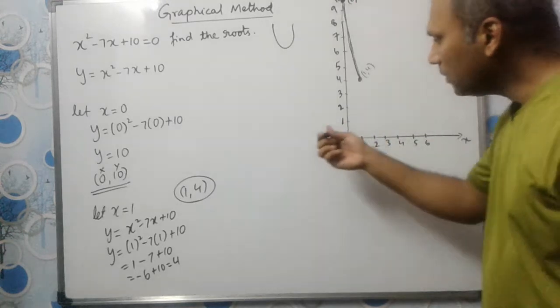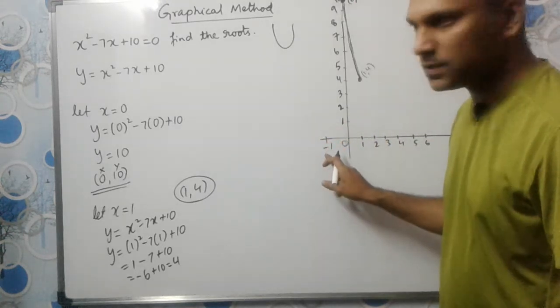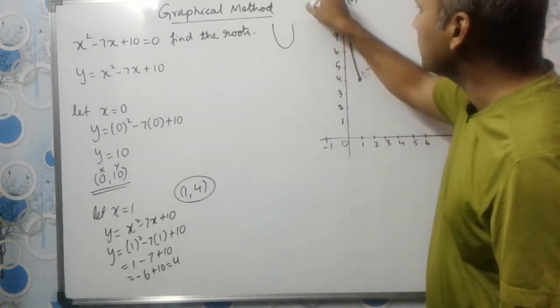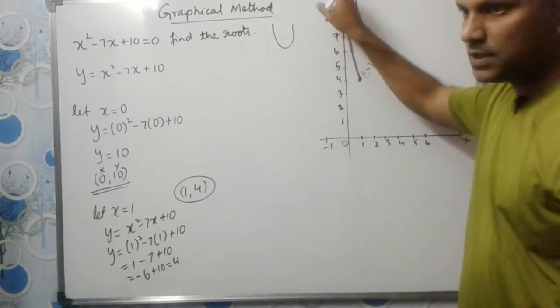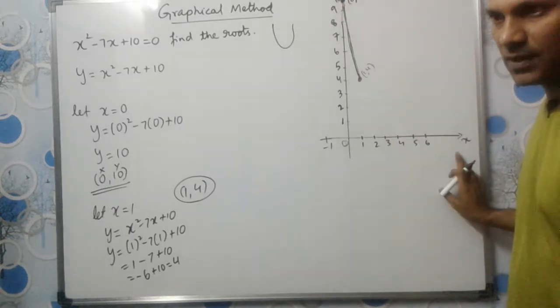So I need not take the negative values of x. For example, if I take x is equal to minus 1 now, I would get some point here. It will be of no use because we need to check where this graph is touching the x-axis.